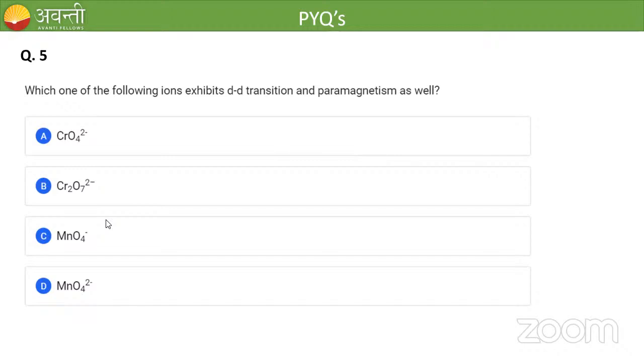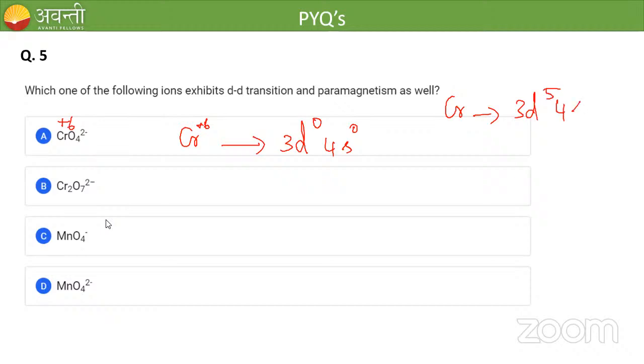Okay, so to solve this question, we need to find out the oxidation state. The oxidation state of chromium in the first compound is +6, and the configuration of chromium 6 plus will be 3d0 4s0, right? Because the configuration for chromium is 3d5 4s1. If all the 6 electrons are lost, then the configuration is 3d0. So here we don't have d electrons, so this compound cannot have d-d transition and paramagnetism.